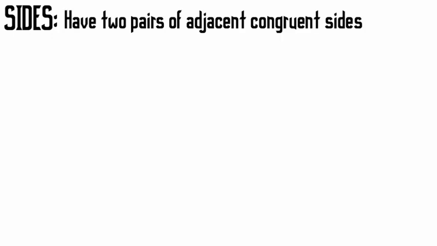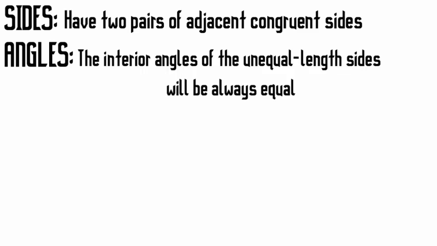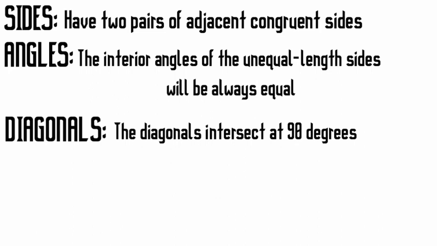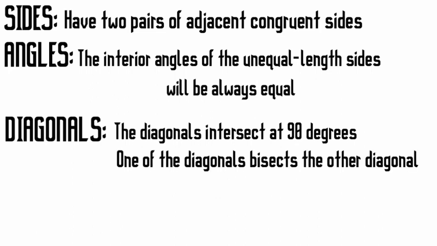Sides have two pairs of congruent sides. Angles: the interior angles of equal length sides will always be equal. Diagonals: the diagonals intersect at 90 degrees. One of the diagonals bisects the other diagonal.